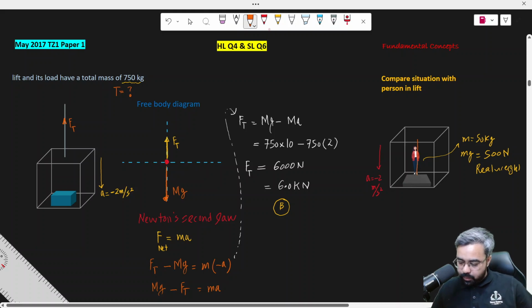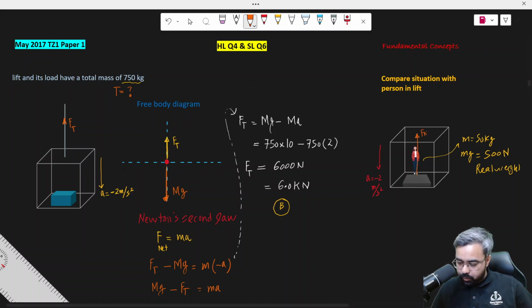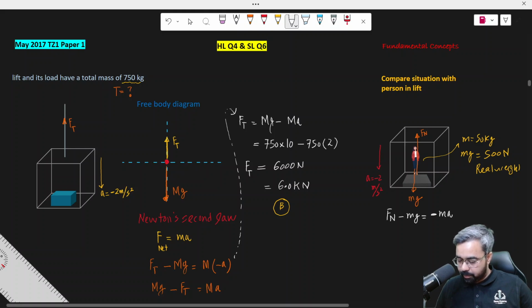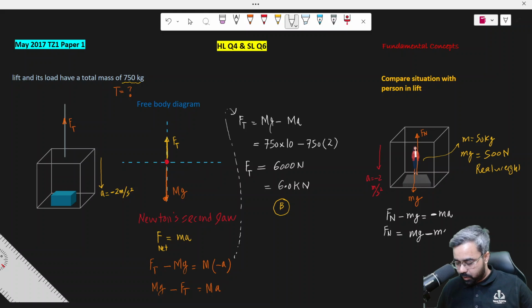So in this scenario, the force is the normal force applied by the machine, and this is her weight. So the normal force minus mg is equal to negative ma, and the normal force is equal to, because this normal force right now is her real, apparent weight. So you can put the value and find its answer.